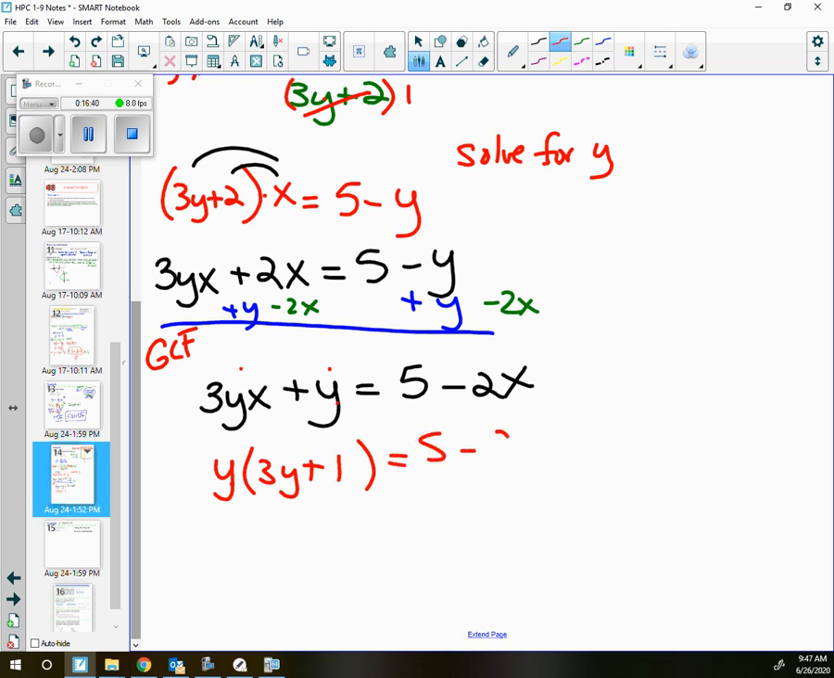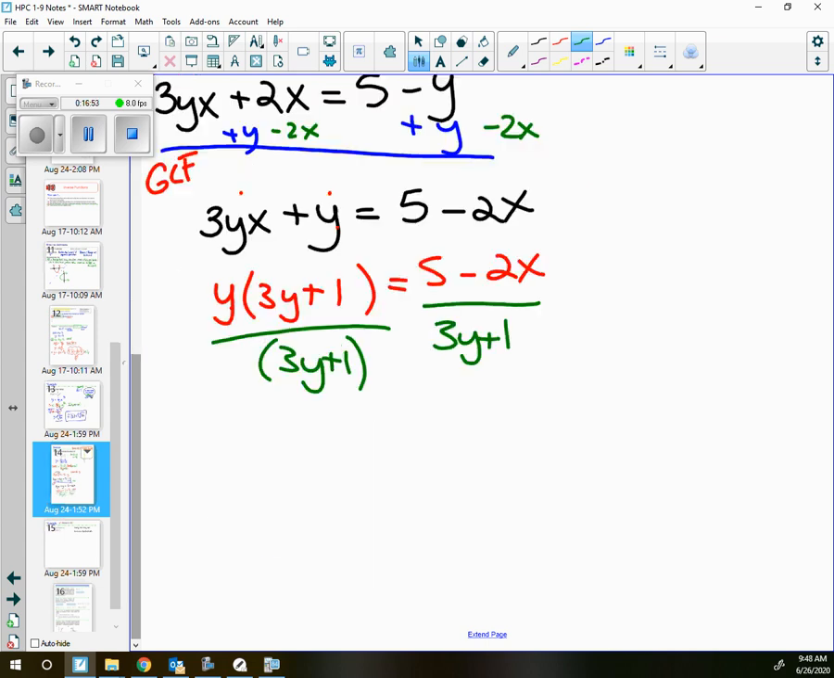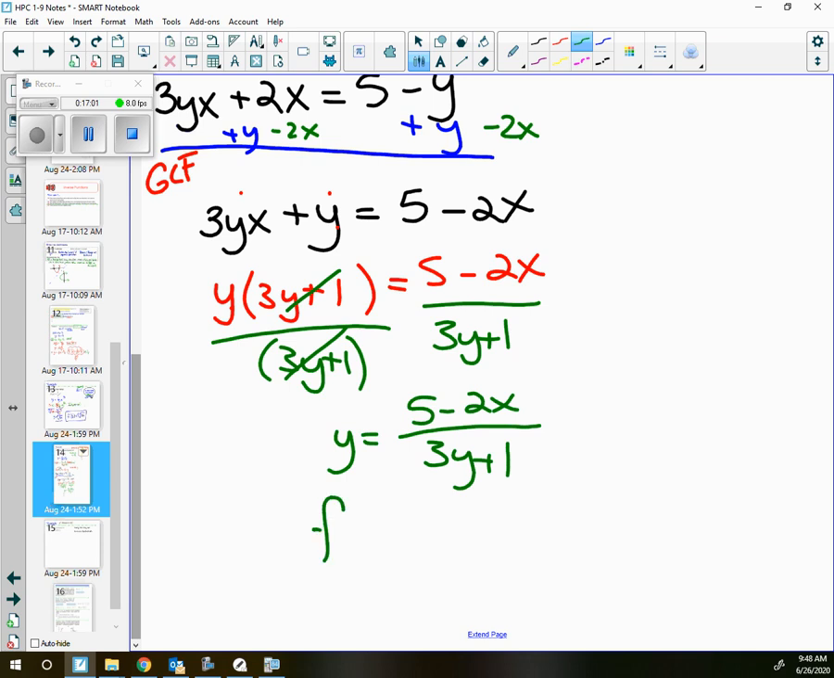And now we're in great shape, because how do I undo what's happening to the y here? I have to undo multiplying by that 3x plus 1. I'm going to divide both sides by 3x plus 1. And when I do that, that divides to 1. We get y equals 5 minus 2x over 3x plus 1. So again, we can change over to that f inverse notation.